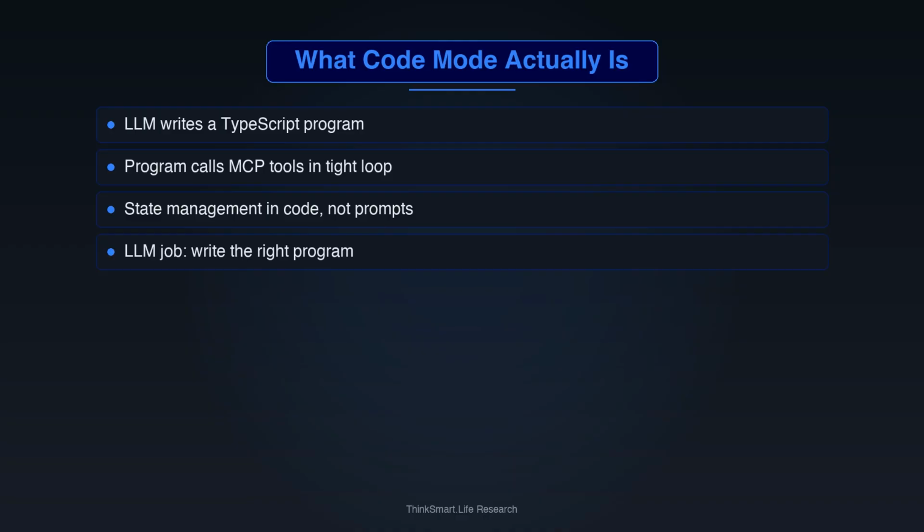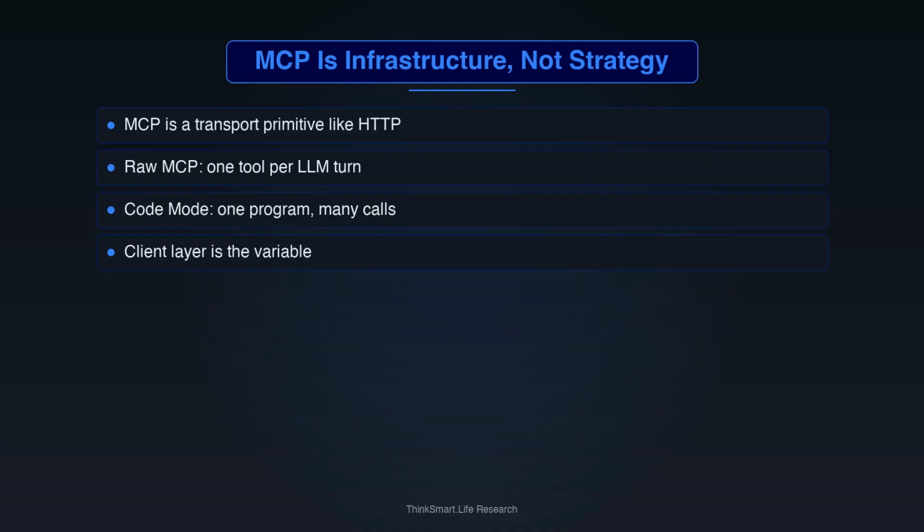And importantly, MCP server investment is not wasted if you switch to Code Mode clients. The PCTX framework wraps existing MCP servers. It's a client-side change, not a server-side change. Your Stripe MCP server keeps working. You're only changing the execution strategy above the transport.